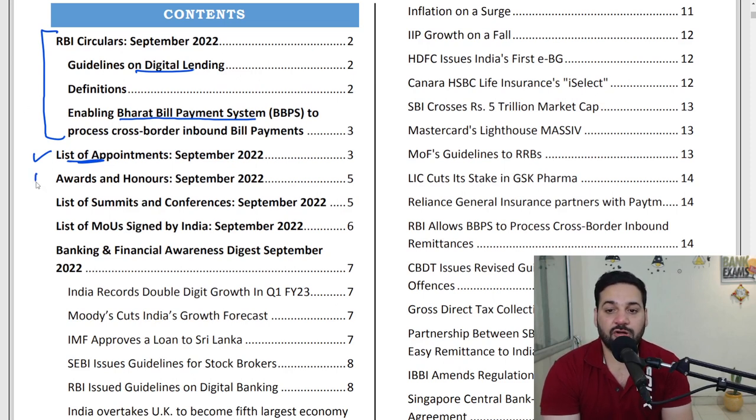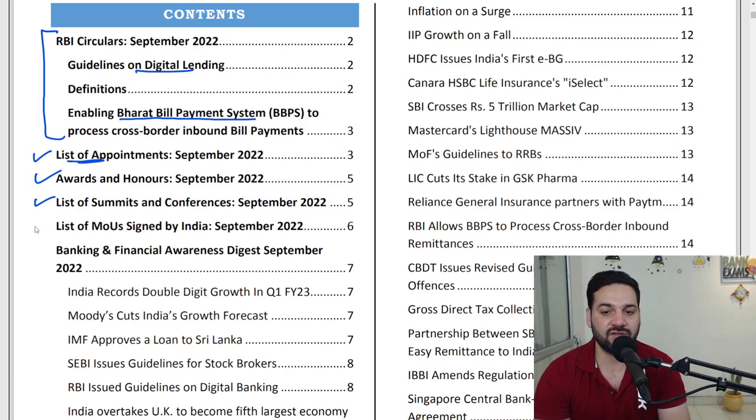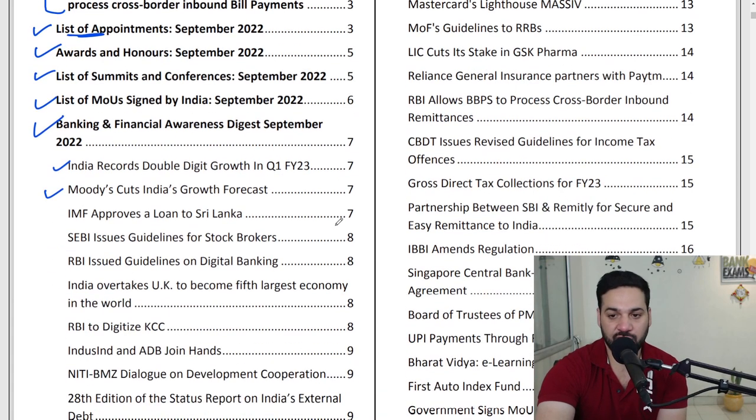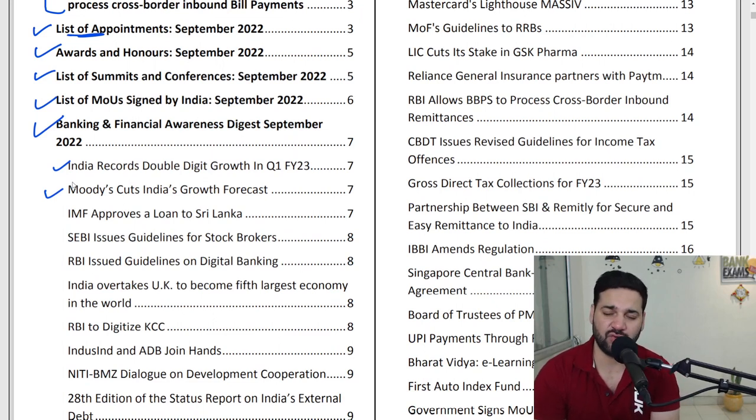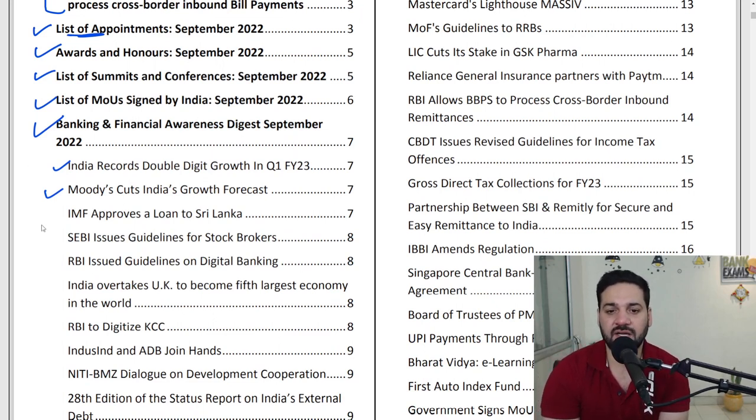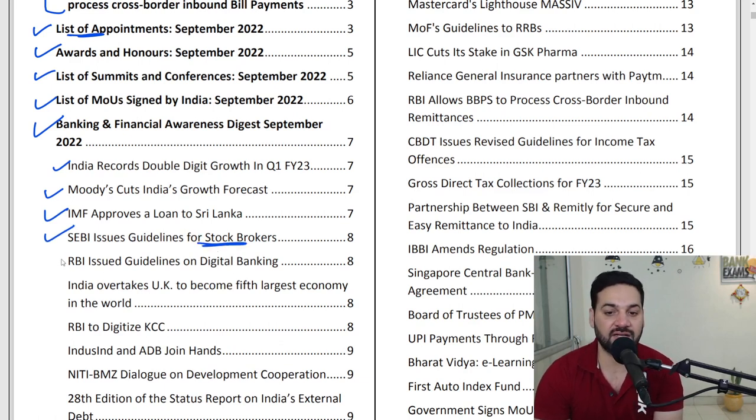And then awards and honors in the month of September 2022. List of summits and conferences. List of MOUs. Banking and financial awareness digest. So it starts with India records double-digit growth in first quarter of 2023. Moody's cuts India's growth forecast. We'll check it later. I'm going to teach this banking awareness digest tomorrow, so please stay updated. And then SEBI issues guidelines for stock brokers, we covered that as well.